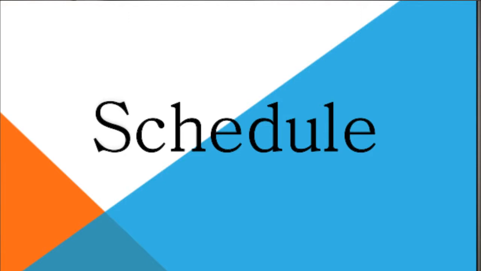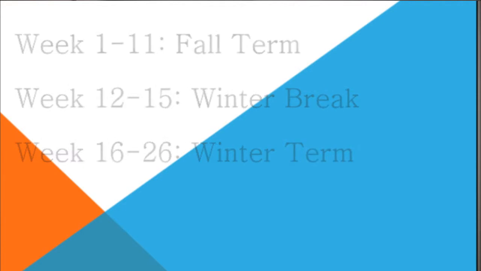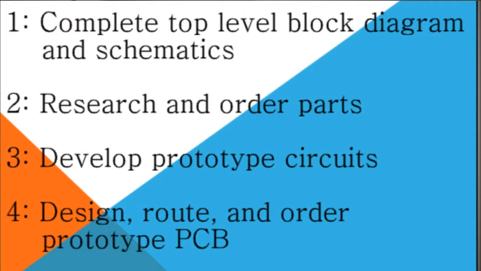This schedule represents the plan of action for constructing this unmanned aerial vehicle over a 26-week period. Weeks 1 through 11 represent fall term, weeks 12 through 15 represent winter break, and weeks 16 through 26 represent winter term. Currently, we are at the end of week 7. In week 1, we came up with our top-level block diagrams and prototype schematics. Week 2, we researched which parts we needed and ordered them. Week 3, we developed our prototype circuits. Week 4, we designed, routed, and ordered the prototype PCBs.